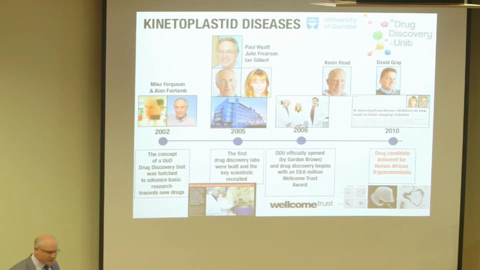Paul Wyatt, a very experienced drug discoverer from industry, who worked at GSK and then Astex Therapeutics, joined us to direct our drug discovery effort. Ian Gilbert, our head of medicinal chemistry, and Julie Frearson, our head of drug screening biology, joined us in 2005, and we got going in a big way in 2006 with an initial grant from the good old Wellcome Trust, which is a biomedical charity based in the UK. It's actually the second largest medical charity in the world, spends about £1 billion a year on biomedical research, and they were very, very kind to give us a large bolus to get started.